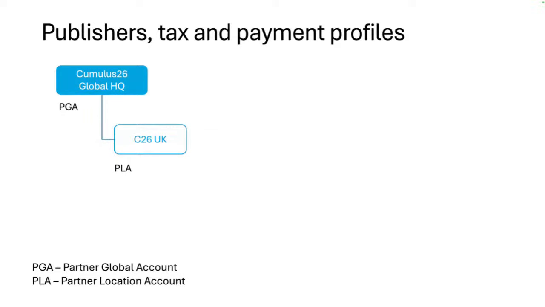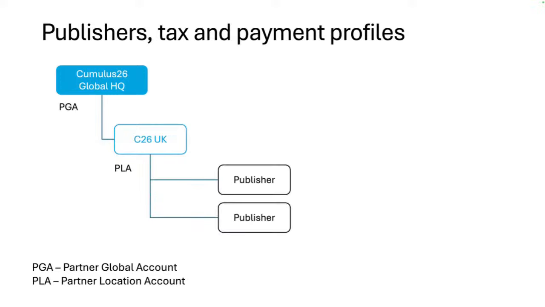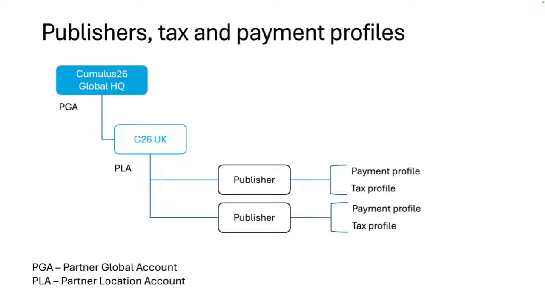Now we're going to cover tax and payment profiles and what those look like, because these can be subjects of great confusion for a lot of folks. And we'll continue with our Cumulus Global Headquarters and our UK subsidiary in this case. So we're going to sell primarily through our UK subsidiary in this model. And we're going to create two publishers. And when we do, each one of them will require a payment profile and a tax profile.